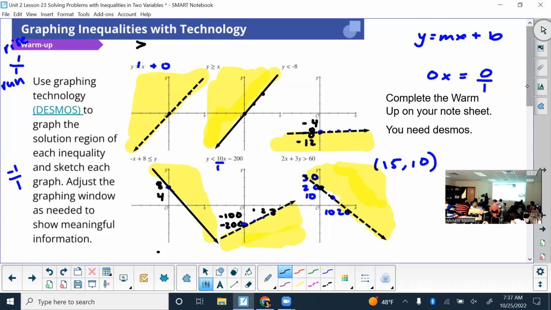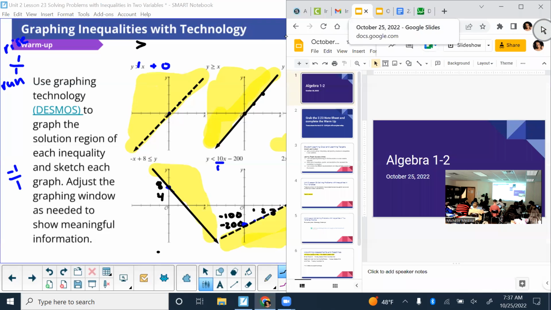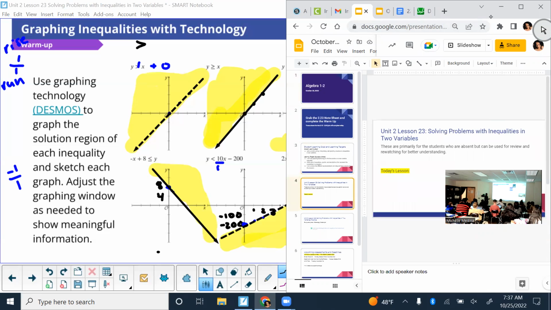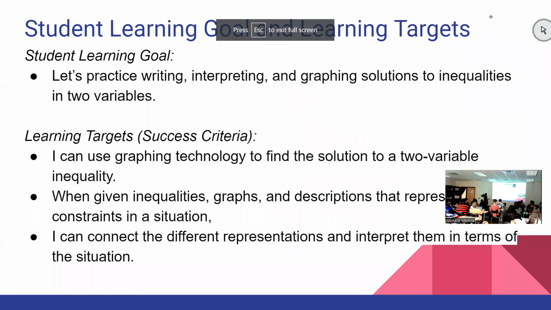All right, so then moving on, or let me tell you the goal for today. Today's the 25th. We are doing lesson 23, which is solving problems with inequalities in 2 variables. So we are going to practice writing, interpreting, and graphing solutions to inequalities in 2 variables, using graphing technology to do that.